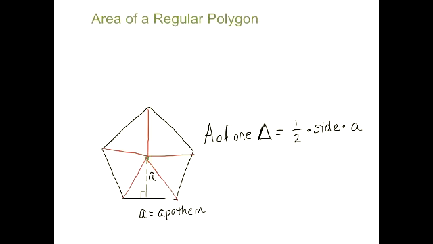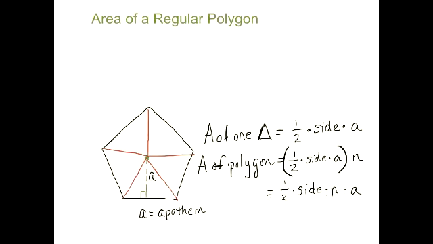So now we're going to talk about the area of a polygon. The area of the polygon is one of these triangles times how many triangles there are. In this case, there are 5. If this was a hexagon, it would be 6. If this was an octagon, there would be 8. So we're going to take the area of one of the triangles and multiply it by how many sides there are, and I'm going to use n for how many sides there are. So once again, 1/2 side length times apothem times n, the number of sides of the polygon.